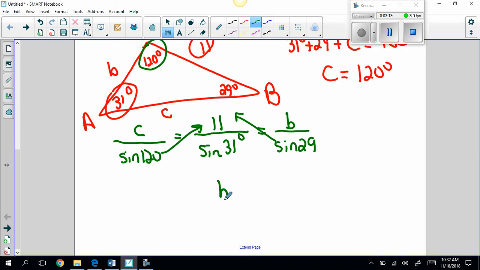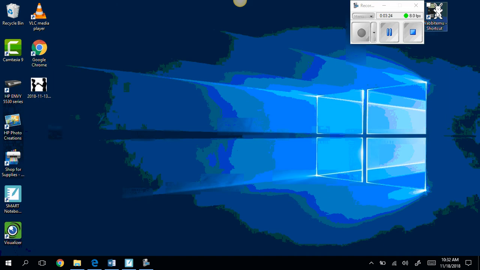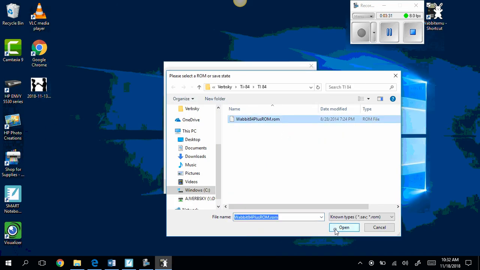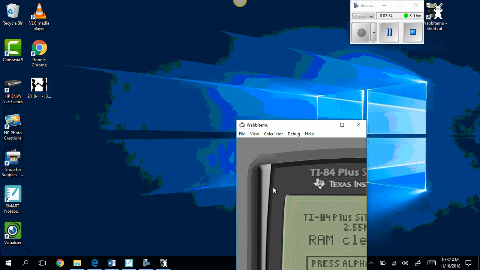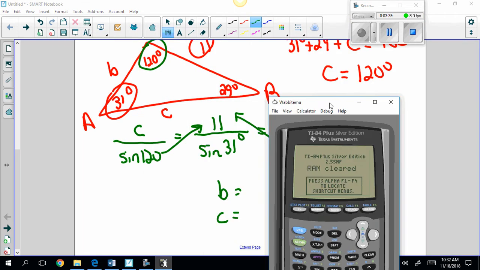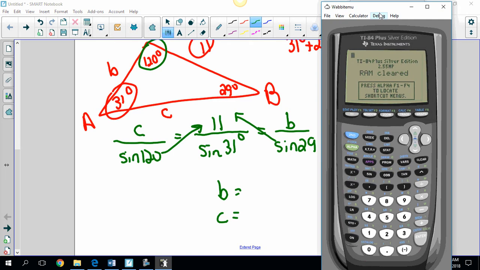So bottom line, the way it's going to work, forgive me, I don't have my calculator fired up. Hopefully it actually finds it. There we go. Open it up, finish, and it's good. Life is great. Now what we've got is 11 times sine 29. How about let's go sine 120. Let's do C first. It helps if you type in sine.